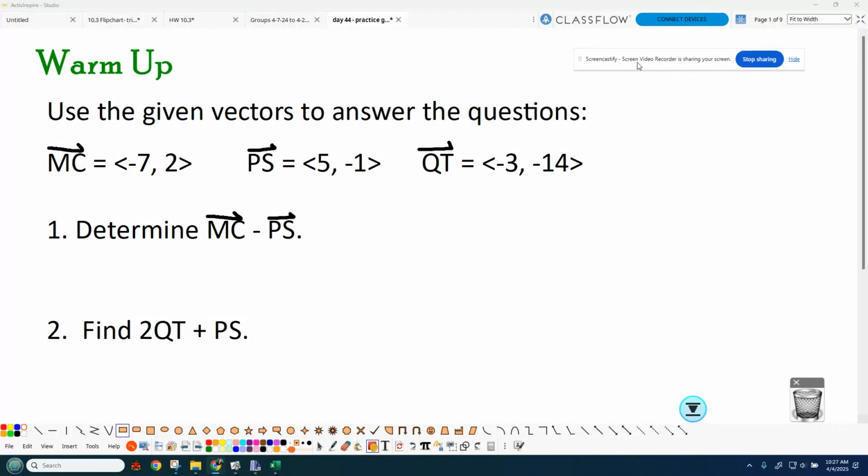Those of you who did not take the exit card today, I will ask you to take it today. And the exit card was basically like, can you put a vector into component form or standard form or whatever name you want to give it? You find magnitude, direction, dot product.